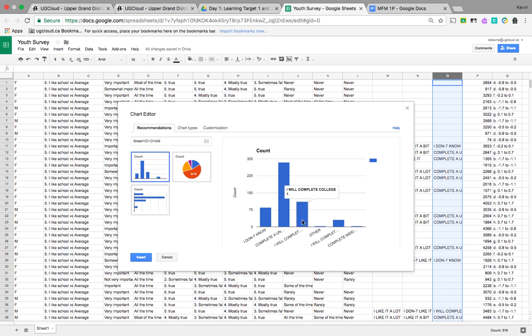You certainly could group university and college together to say, okay, these are people that are going to do post-secondary, but it's not as clear that there's a ranking system. And so that's the difference between nominal and ordinal.